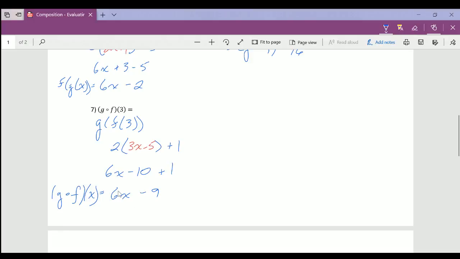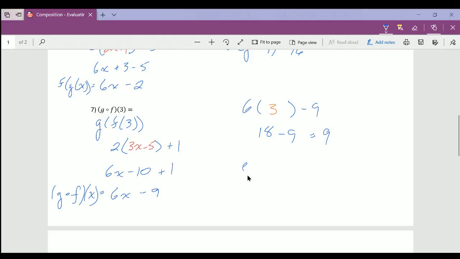Now we're just going to do what we did before. We're going to take the new rule, replace the x with empty parentheses again, and inside those parentheses, we will put the number 3. Once again, you could do it by hand, or you can use a calculator. If you're doing it by hand, 6 times 3 is 18. 18 minus 9 is going to be 9.